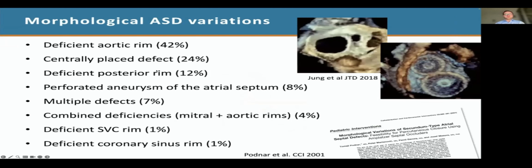Here is a list of morphological variations sorted by their frequency. Again, we see deficient rims, but also ASD location, perforated aneurysm, or multiple defects play a role. And multiple defects, as you can see here on the 3D TEE images, may need multiple occluders. So the planning is slightly different. Here we need to improvise based on the anatomy, how we describe the rims and the connection between the ASDs.